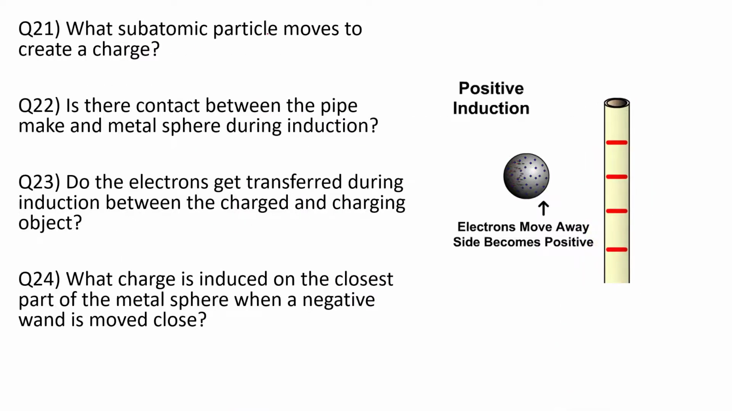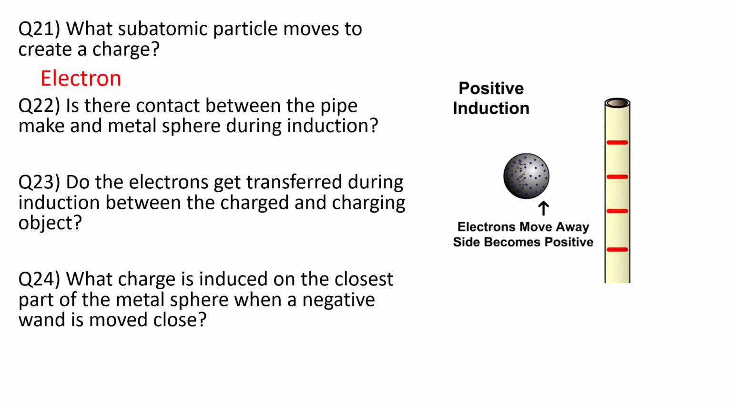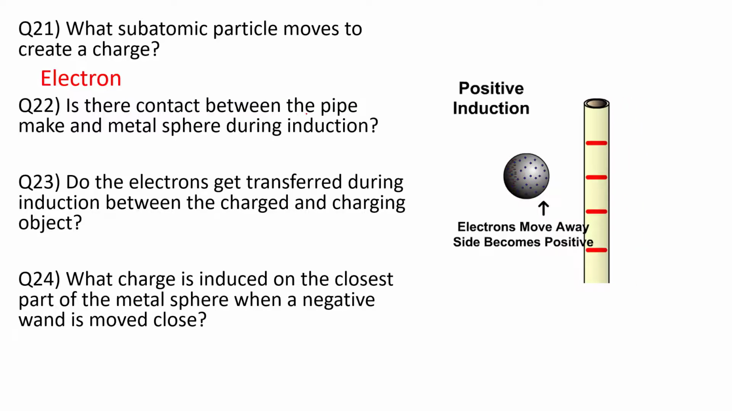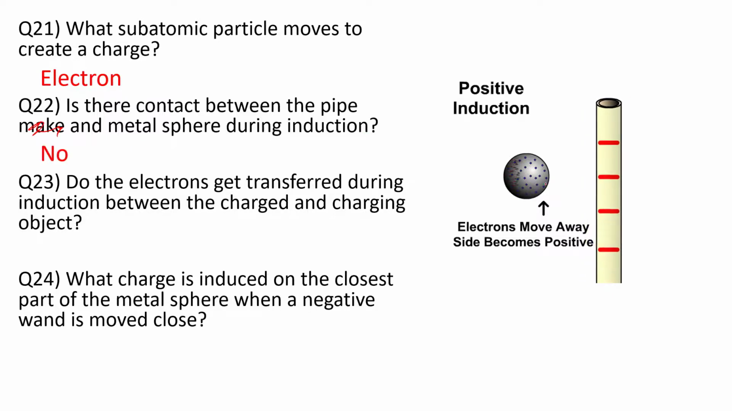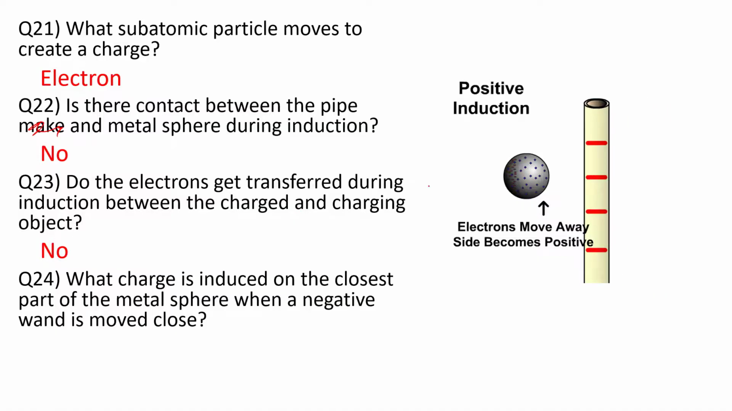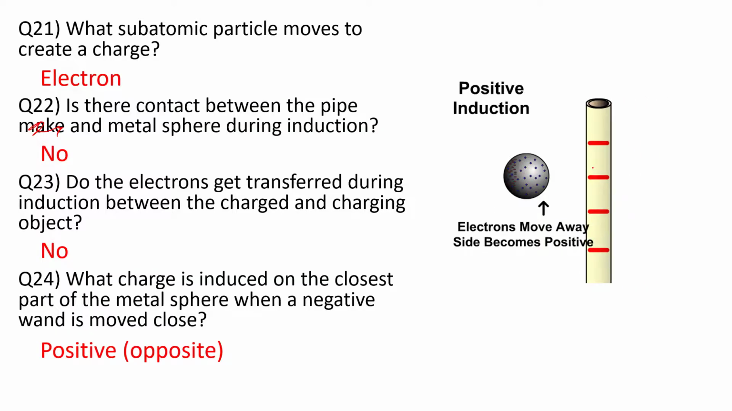What subatomic particle moves to create a charge? It's going to be the electron. Is there contact between the pipe and the metal sphere during the induction? There is no contact. Do the electrons get transferred during induction between the charge and charging object? No, they just stay on this object the whole time. What charge is induced on the closest object to this PVC pipe? It's going to be positive. See how the positives left over as this gets close.